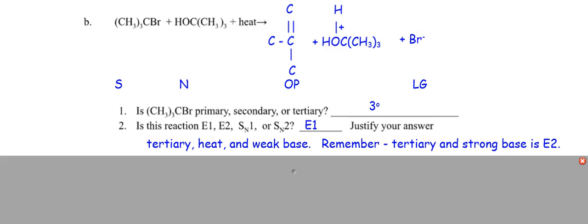The next one, scroll down. Once again, I see the word heat, so I'm thinking it's an elimination. I notice that this is a tertiary, which is usually going to be E1. It could be E2 if I have a very strong nucleophile like sodium hydroxide or potassium hydroxide, which I don't. Therefore, it's going to be E1. I wrote why, because it's a tertiary, heat and the weak base. Remember, tertiary and strong base is going to be E2.